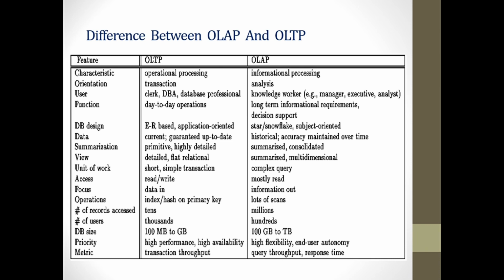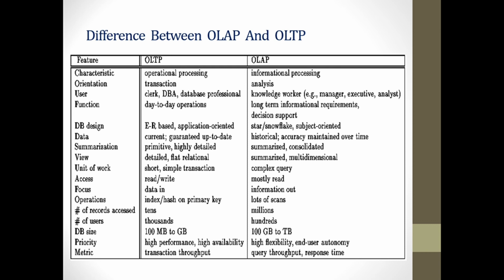The functions of OLTP are basically day-to-day operations, whereas the functions of OLAP are long-term informational requirements and decision support. The database design at OLTP is ER based and application oriented, whereas the database design at OLAP is star or snowflake and subject oriented. The data at OLTP is current and guaranteed up to date, whereas at OLAP it is historical, with accuracy maintained over time. The summarization is primitive at OLTP and summarized at OLAP.